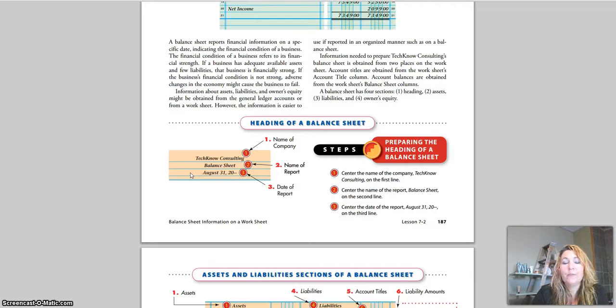Now, this date is different than for your income statement, because this is a snapshot in time for a specific date, the condition of your business. This is just going to have the date. So this one is just August 31st, 2014.